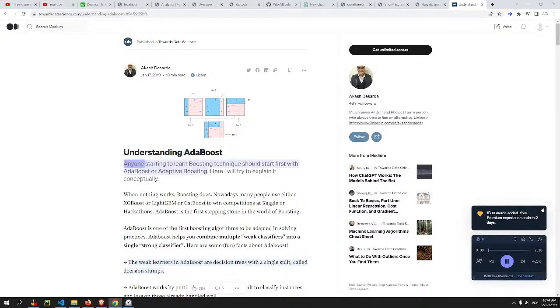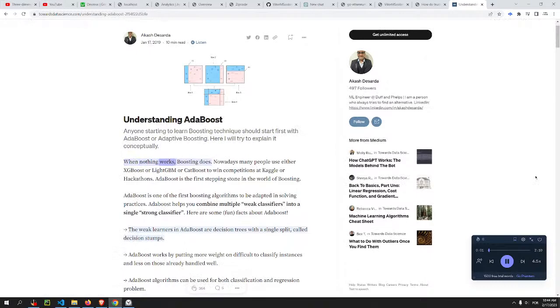Understanding AdaBoost. Anyone starting to learn boosting techniques should start first with AdaBoost, or adaptive boosting. Here I will try to explain it conceptually. When nothing works, boosting does.